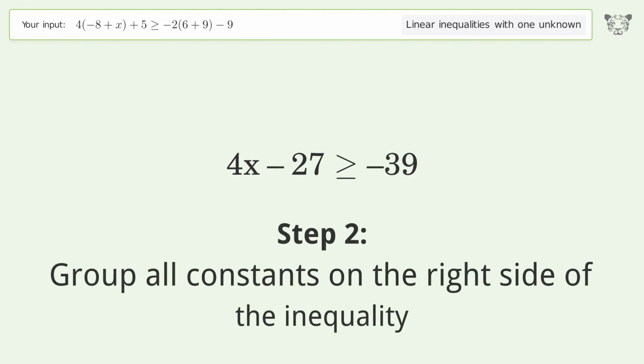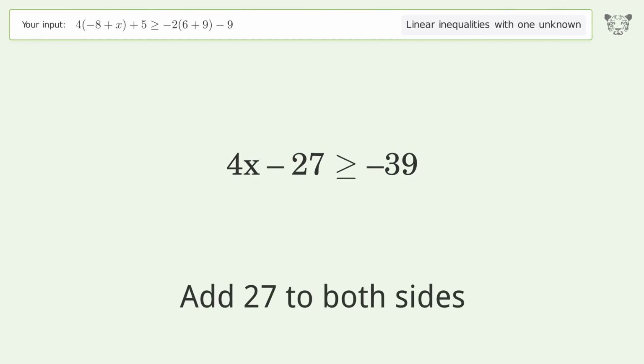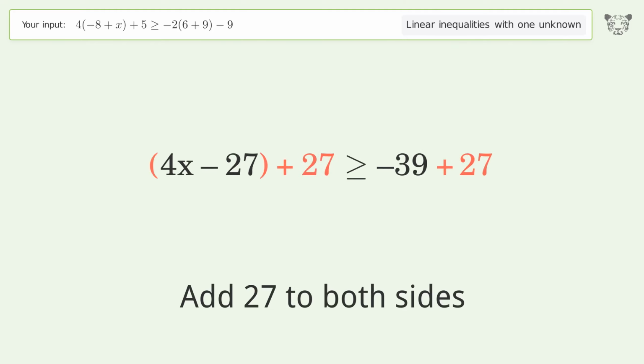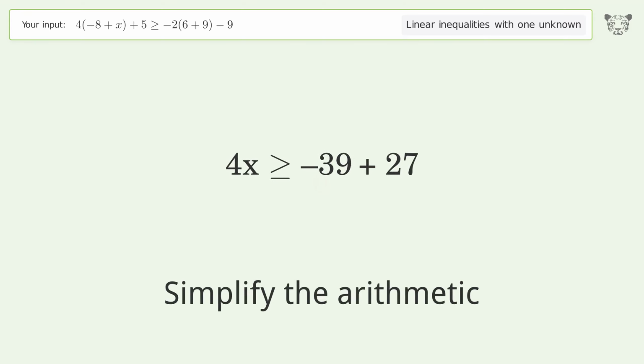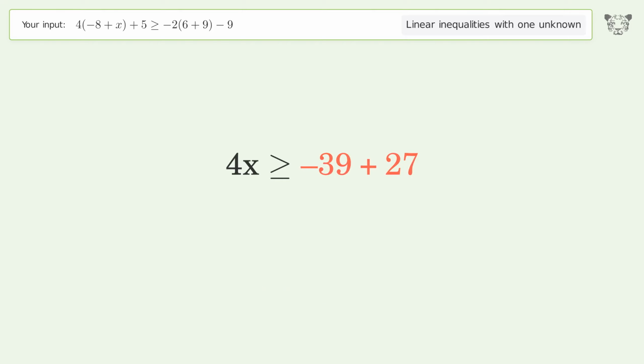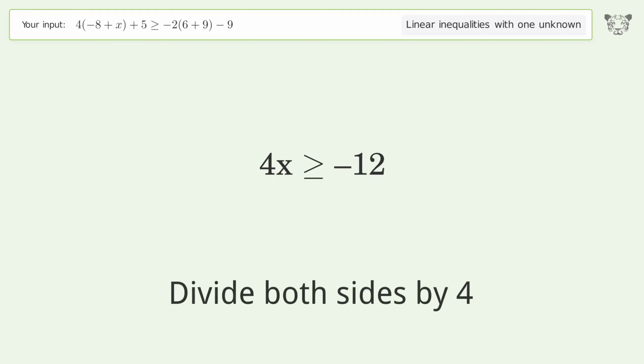Group all constants on the right side of the inequality. Add 27 to both sides. Simplify the arithmetic. Isolate the x. Divide both sides by 4.